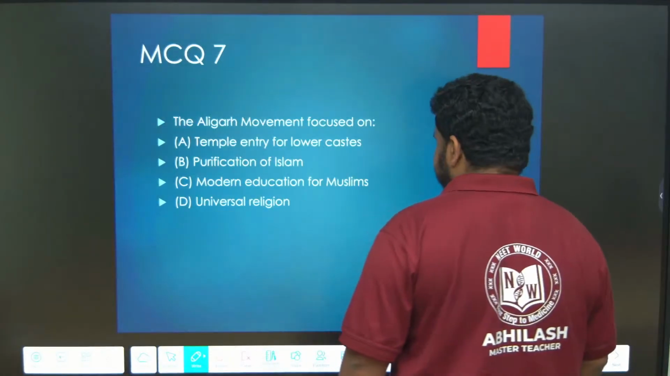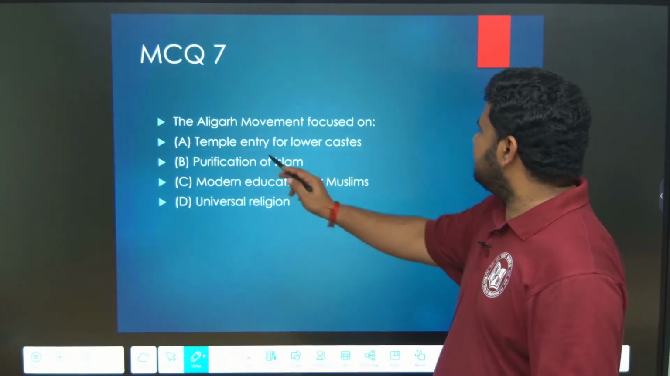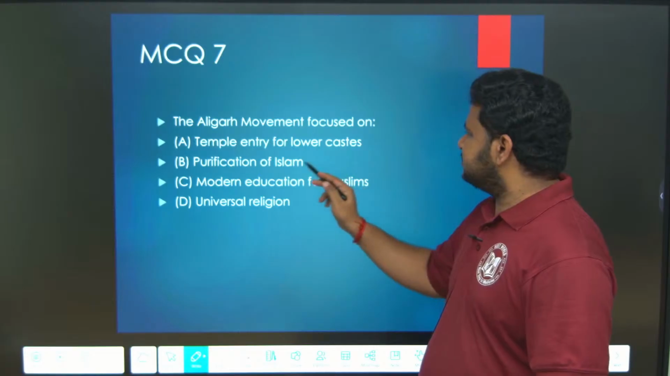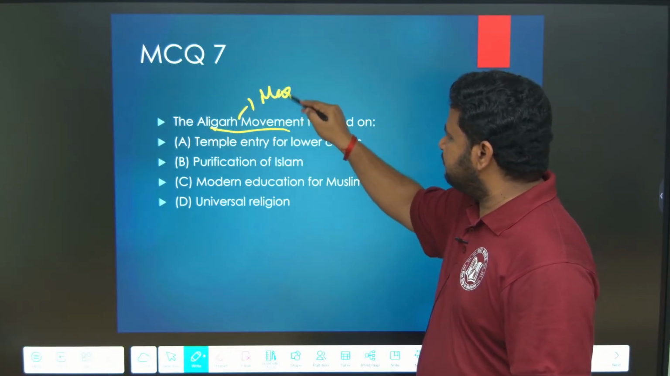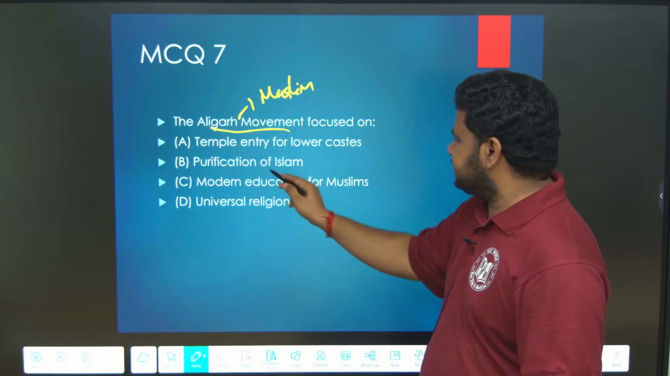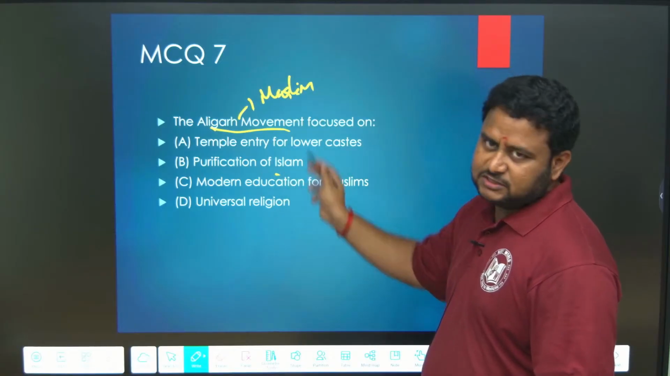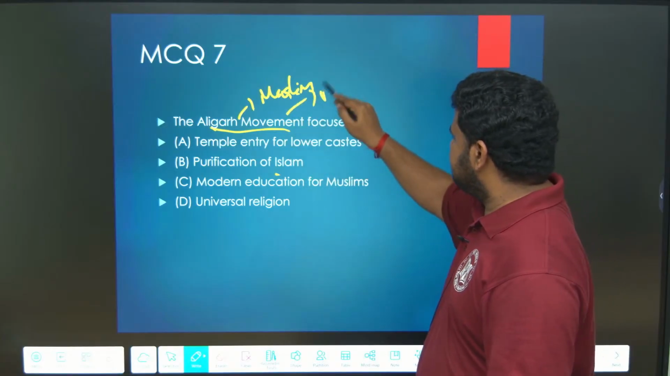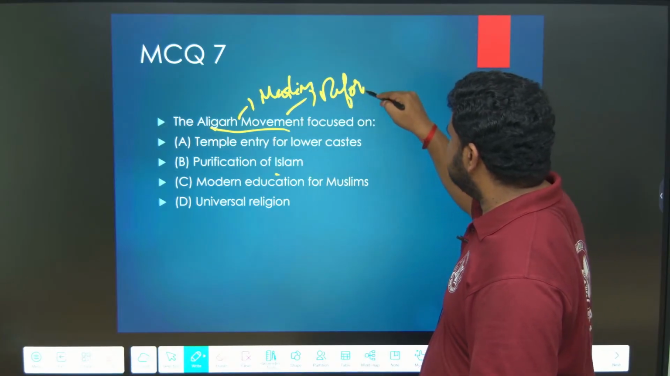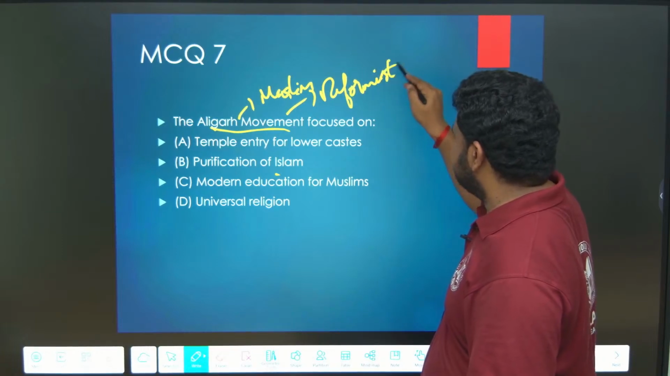That's right. Next movement. The Aligarh movement focused on temple entry for lower caste. First of all, you should know the Aligarh movement is a reformist and also a Muslim reform movement. Purification of Islam means going back to revivalist, so it is not that. It is a reformist movement. So the Aligarh movement was by Sir Syed Ahmed Khan.